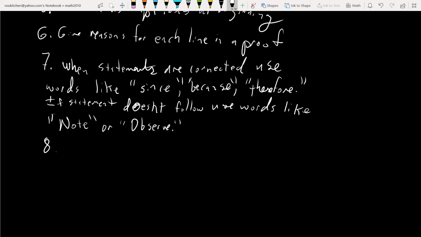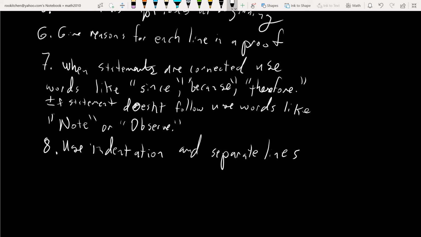What else? Use separate lines for equations and inequalities. It's like when you're writing a term paper or a research paper and you reference a paragraph from a book, you indent it and write it in italics. That's how they want you to work with equations. So use indentation and separate lines for equations and inequalities.